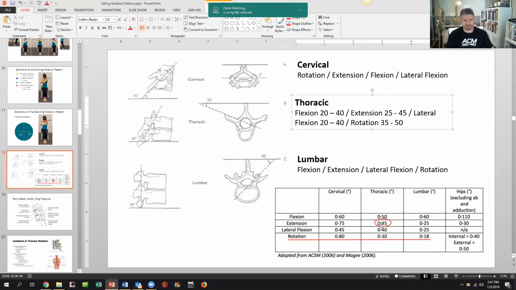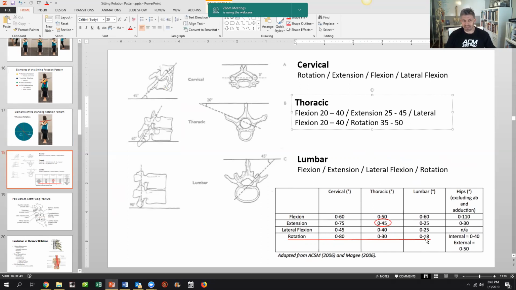And I circled this because extension being 45 degrees, I wanted to mention that it's comparable to what the lumbar extension is, as well as the thoracic rotation. The thoracic spine is meant to move in all directions versus the cervical spine, which is predominantly more rotational, and the lumbar spine, which is really more flexion extension.